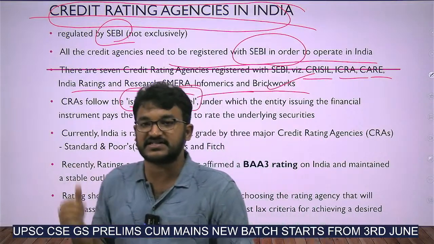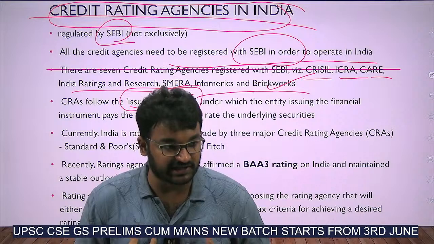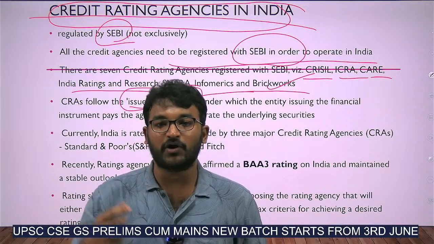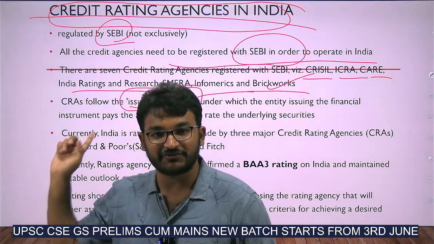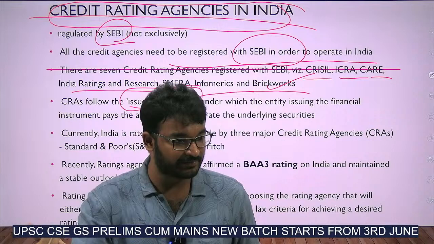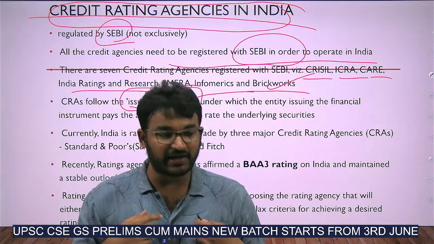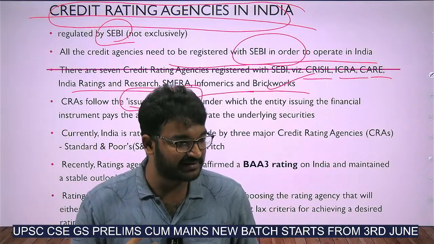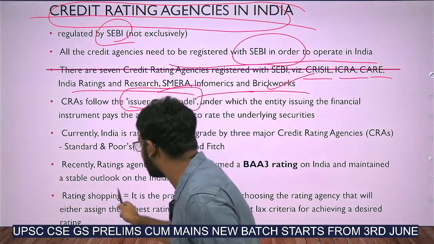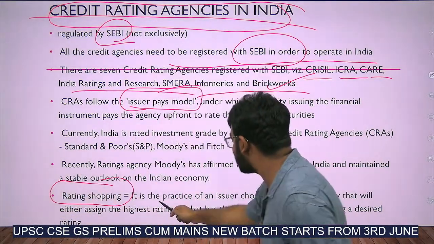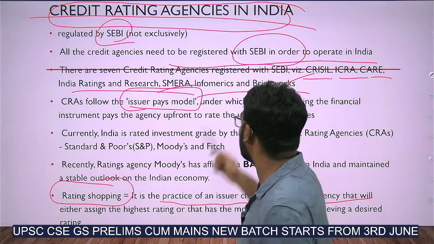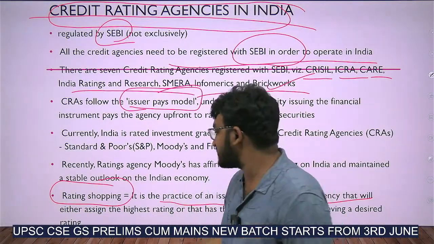Credit rating agencies in India follow the issuer pays model. What is this issuer pays model? It is an irony actually. If I am owning a company, say Bharath Estates, and I want my company to be rated, among these 7 agencies I can select which agency can rate me. So I will be paying them money to rate me. It is an irony, no? It is sort of a paid rating. This is called rating shopping. It is the practice of an issuer choosing the rating agency. Bharath Estates can select the one that will give a favorable rating. This is called rating shopping.